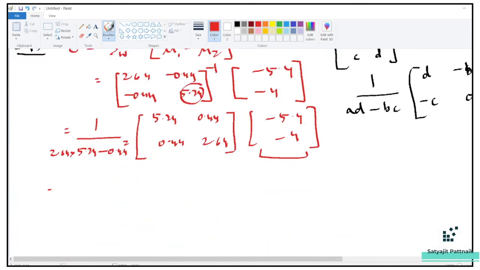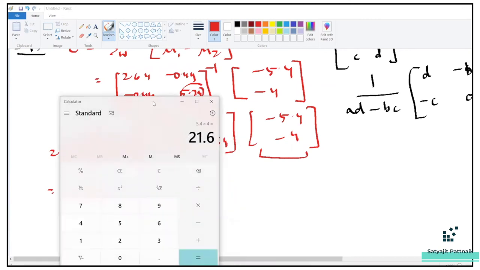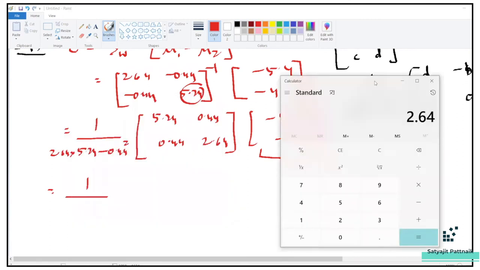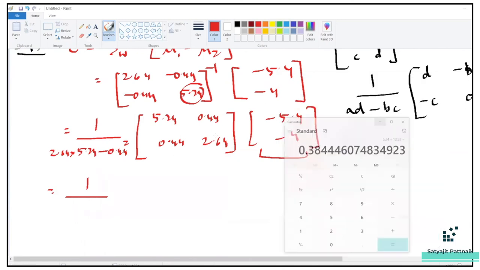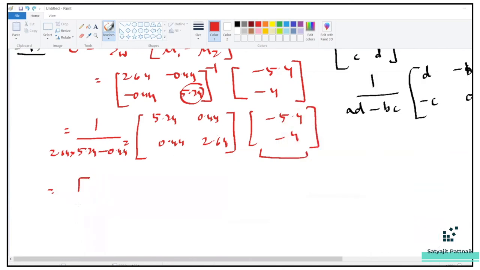So what you need to do is calculate this value. Let's calculate 2.64 into 5.24, which gives 13.83, minus 0.44 square, so it comes to about 13.63. Now if you just divide, 5.24 divided by 13.63 is 0.38. So the first value is 0.38.